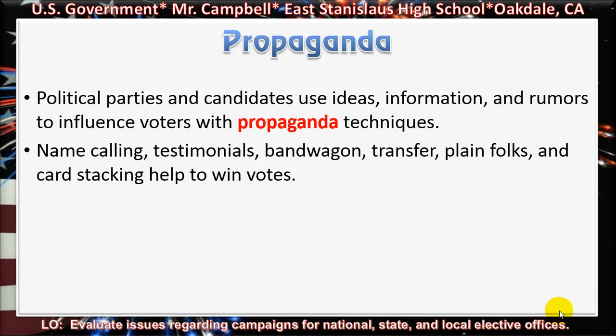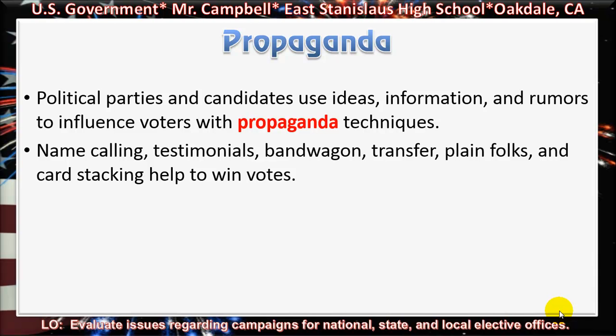Name-calling is simply the tactic of using names or labels. It's not so much names like sitting there in a childish fashion name-calling, but they use labels, like radical or liberal or extremist. Those are types of terms or labels that they put on people in name-calling.